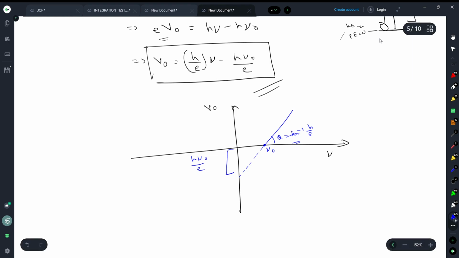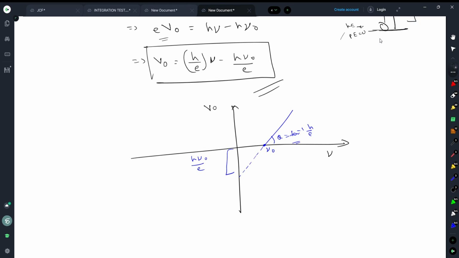Is it clear? Understood? The photoelectric equation given by Einstein is understood? Okay.